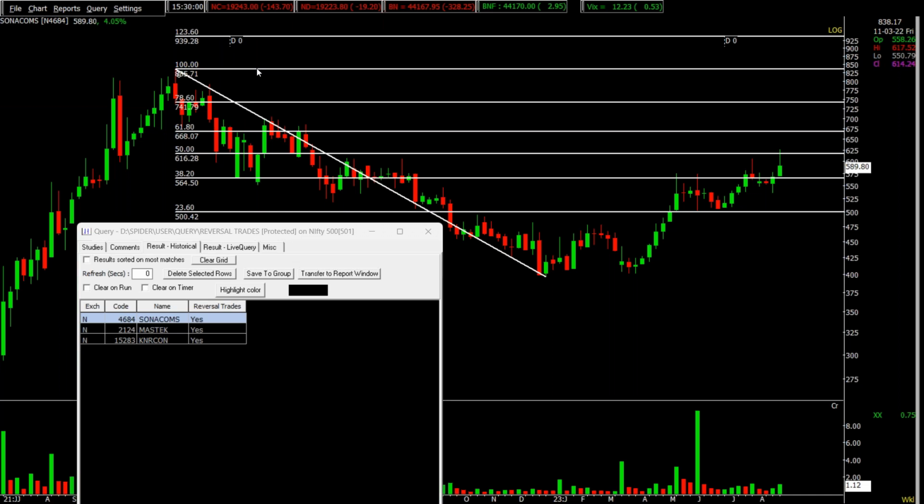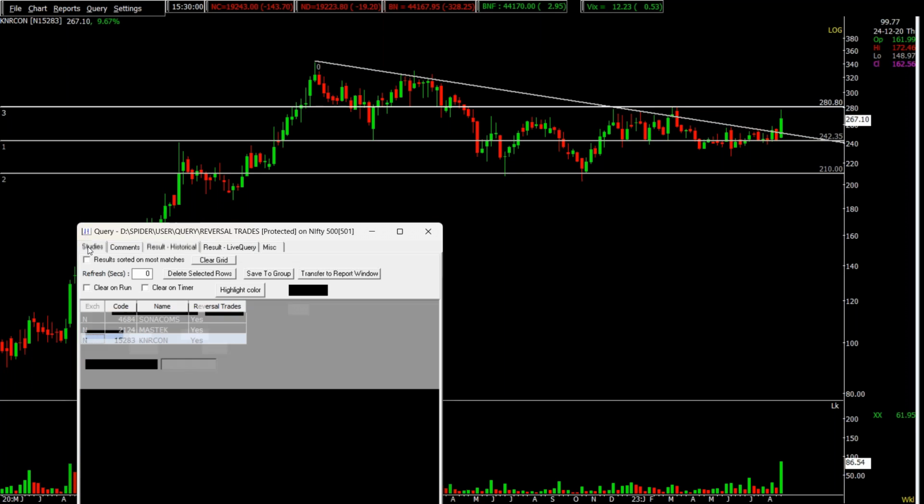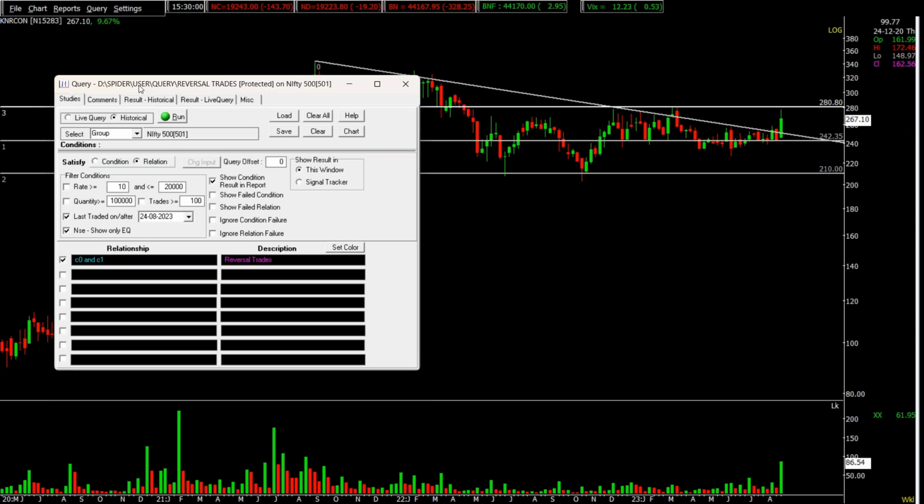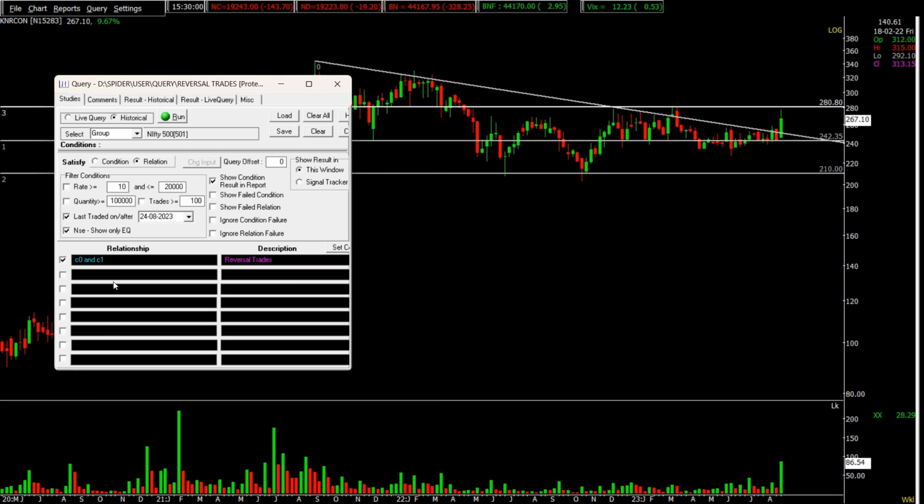So we can get two targets in every trade of Mastek, KNR Con, and Sona Comstar. Every week after Friday, because this is based on the weekly time frame, you have to run this on every Friday. Once the weekly candle is completely formed, you run this scanner, and you can trade according to the stocks it has filtered out. So this was a reversal scanner. Even this works really well. If you don't want to buy at the top and sell even higher, you can buy low and sell at the top. So this is a scanner you can use to find reversal trades.